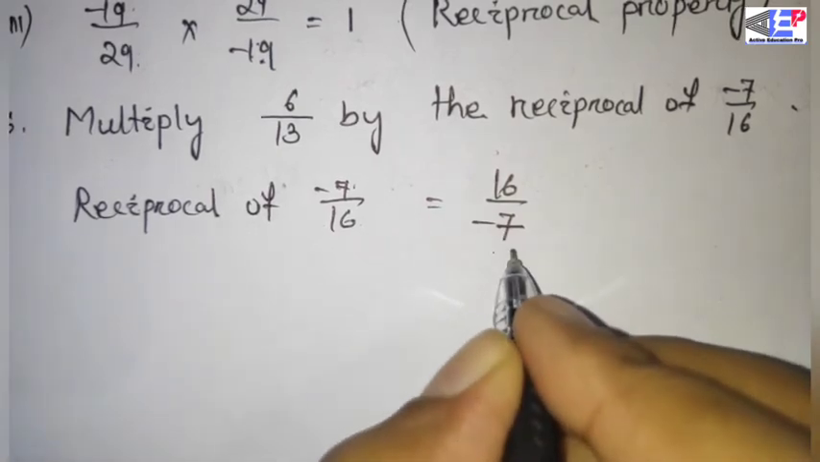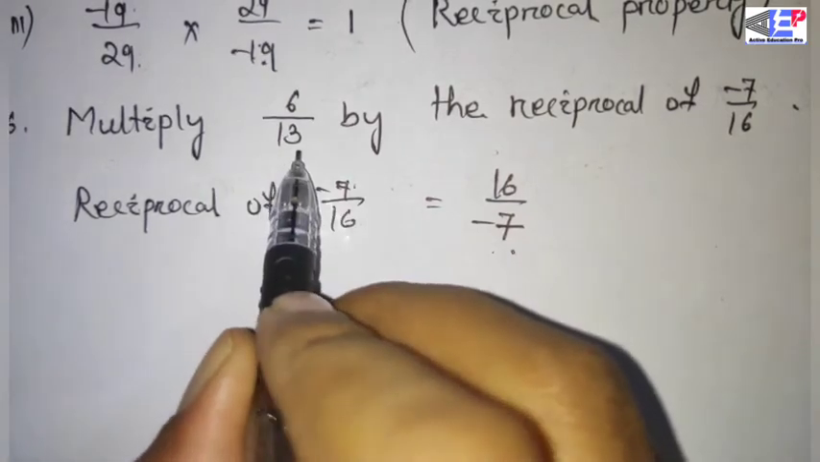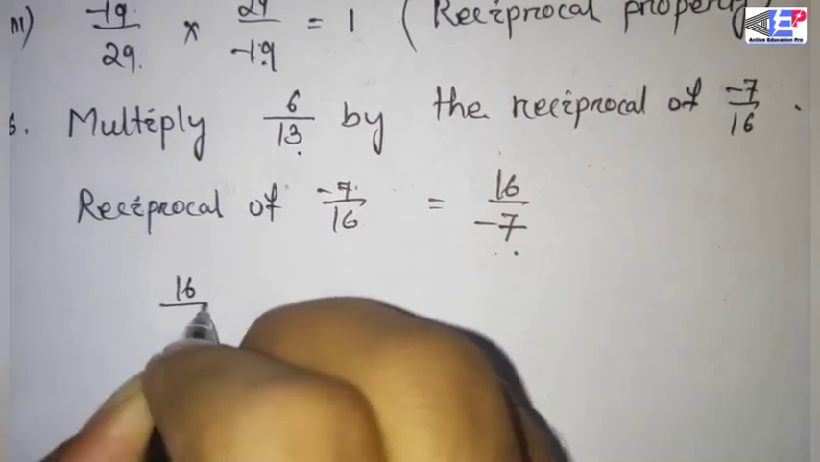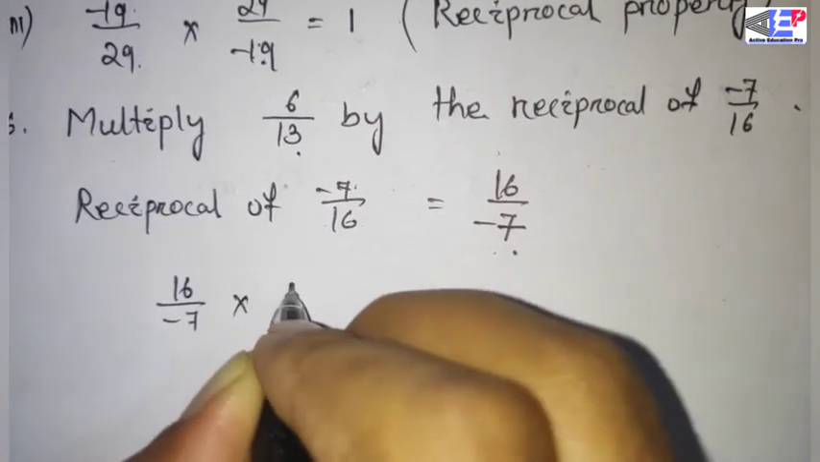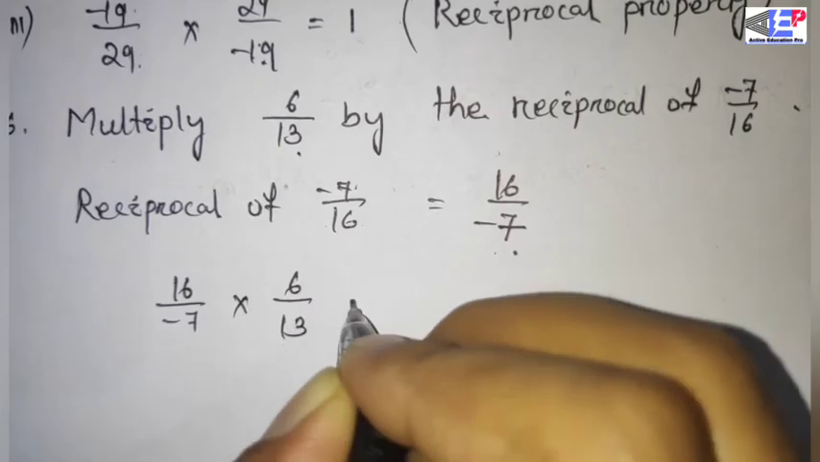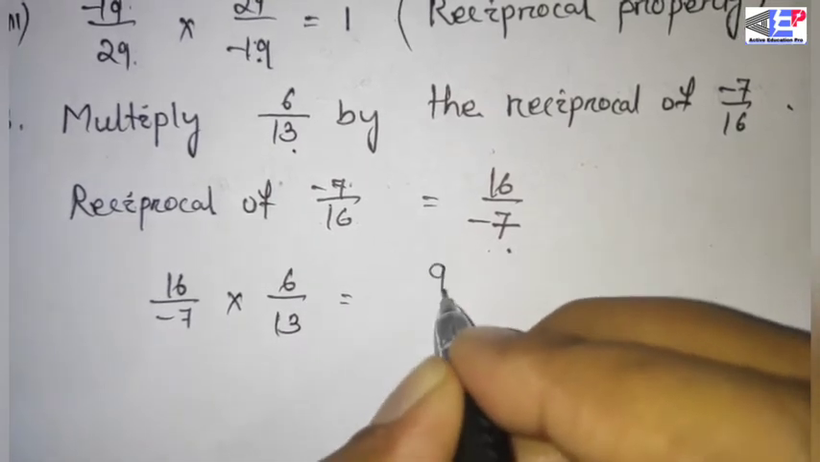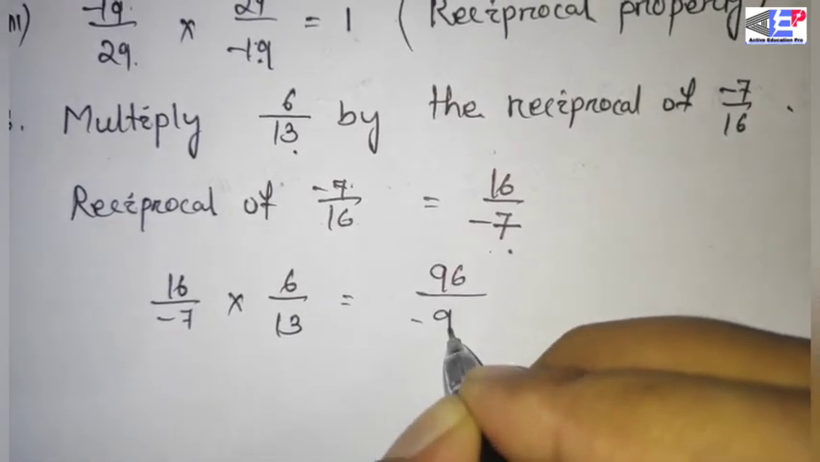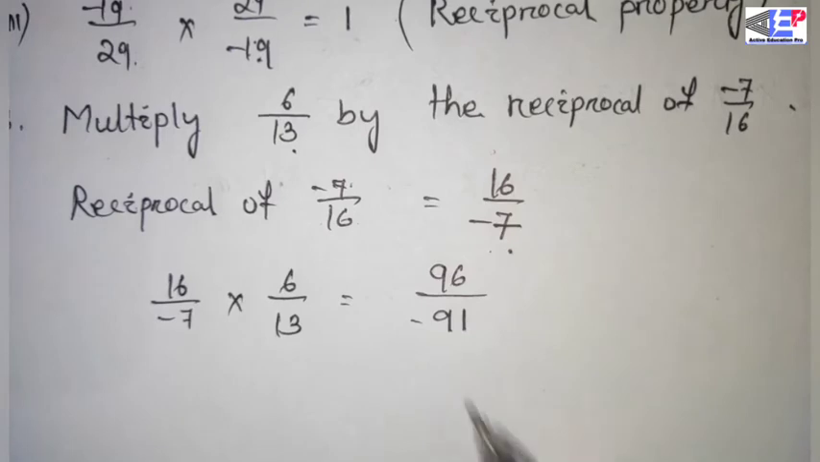Now multiply this reciprocal by the number 6 by 13. 16 by minus 7 into 6 by 13. Your answer will be 96 by minus 91. It is your answer, 96 by minus 91.